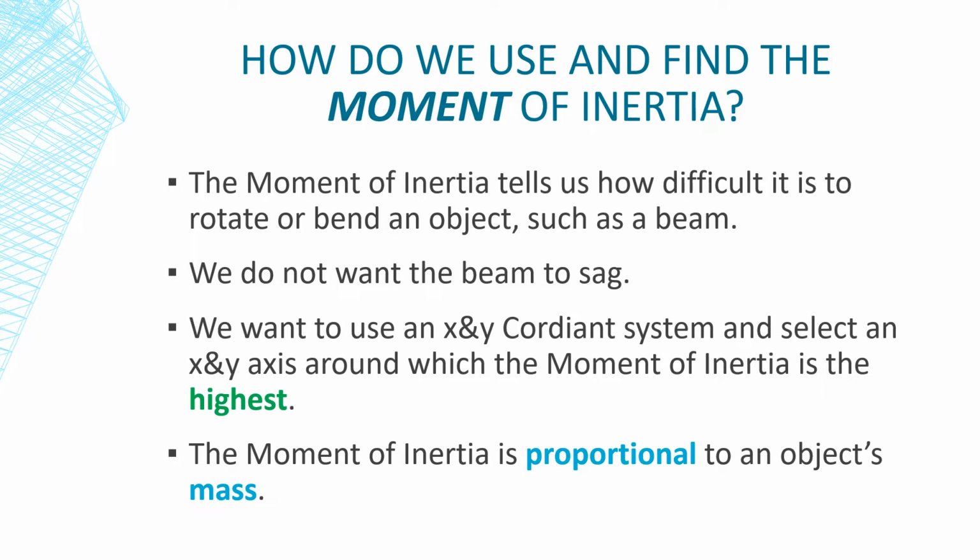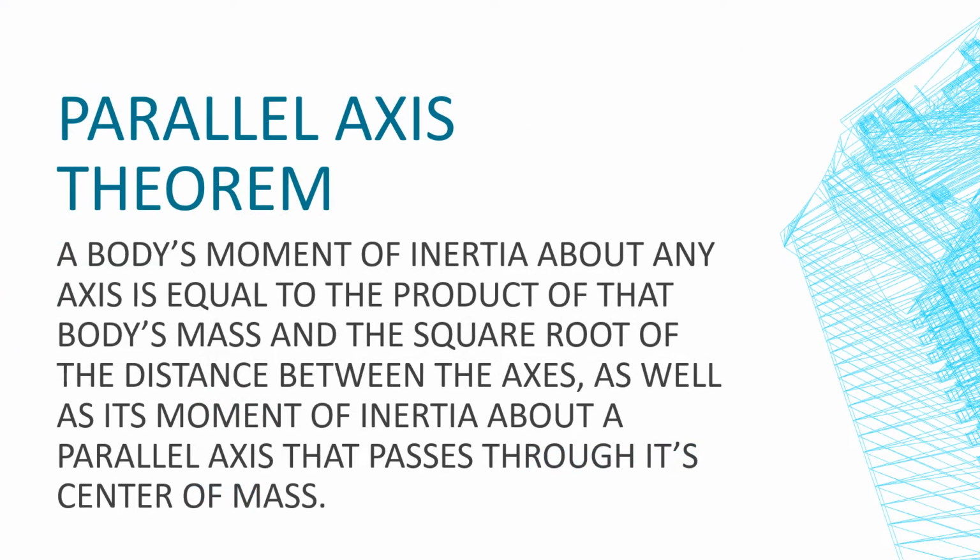We want to use an X and Y coordinate system and select an X and Y axis around which the moment of inertia is the highest. The moment of inertia is proportional to an object's mass. A body's moment of inertia about any axis is equal to the product of that body's mass and the square root of the distance between the axes, as well as its moment of inertia about a parallel axis that passes through its center of mass. That is what the parallel axis theorem is, and that's what we'll be using to find the moment of inertia.